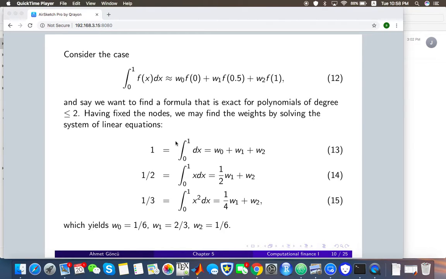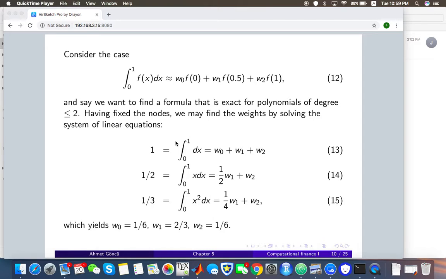Okay, so now we will talk about the Simpson's quadrature formula. In the previous lecture, we talked about the trapezoidal formula and also its geometric interpretation. Actually, the Simpson's formula is based on the idea that we can take one more function evaluation.